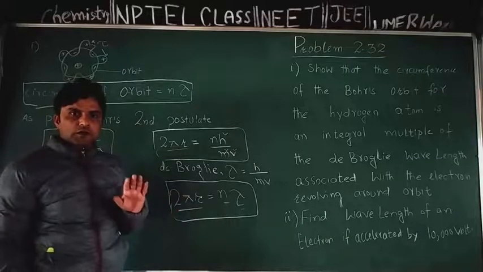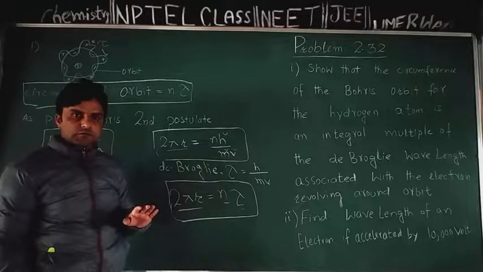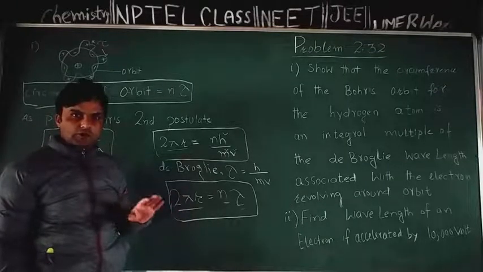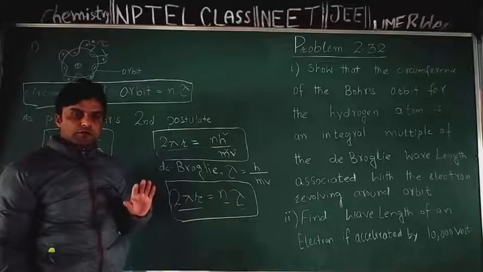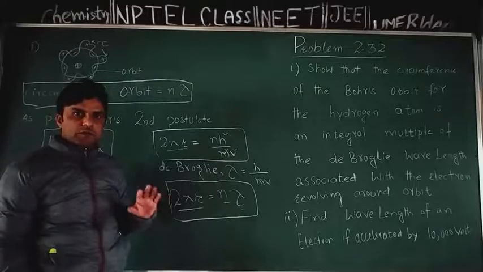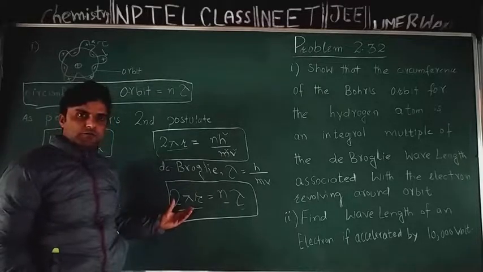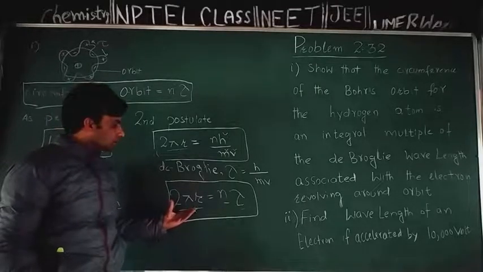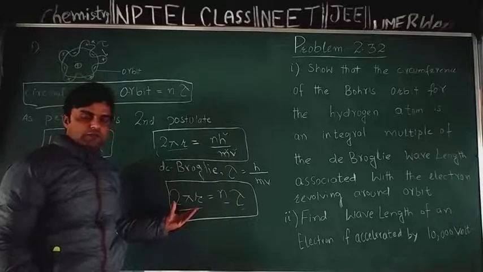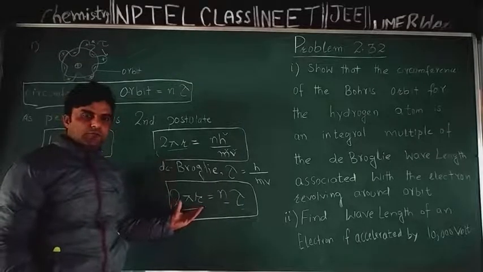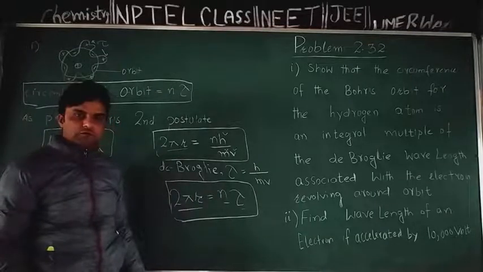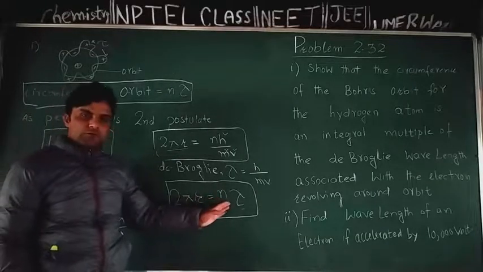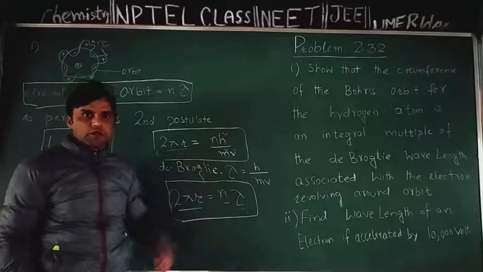All circular paths or orbits will not be fixed orbits or stationary states or permitted orbits. Only those circular paths or orbits around the nucleus will be fixed orbits or permitted orbits or stationary states in which this condition is satisfied, that the circumference of the orbit will be an integral multiple of the wavelength of the electron wave, either 1 times or 2 times or 3 times or n times.